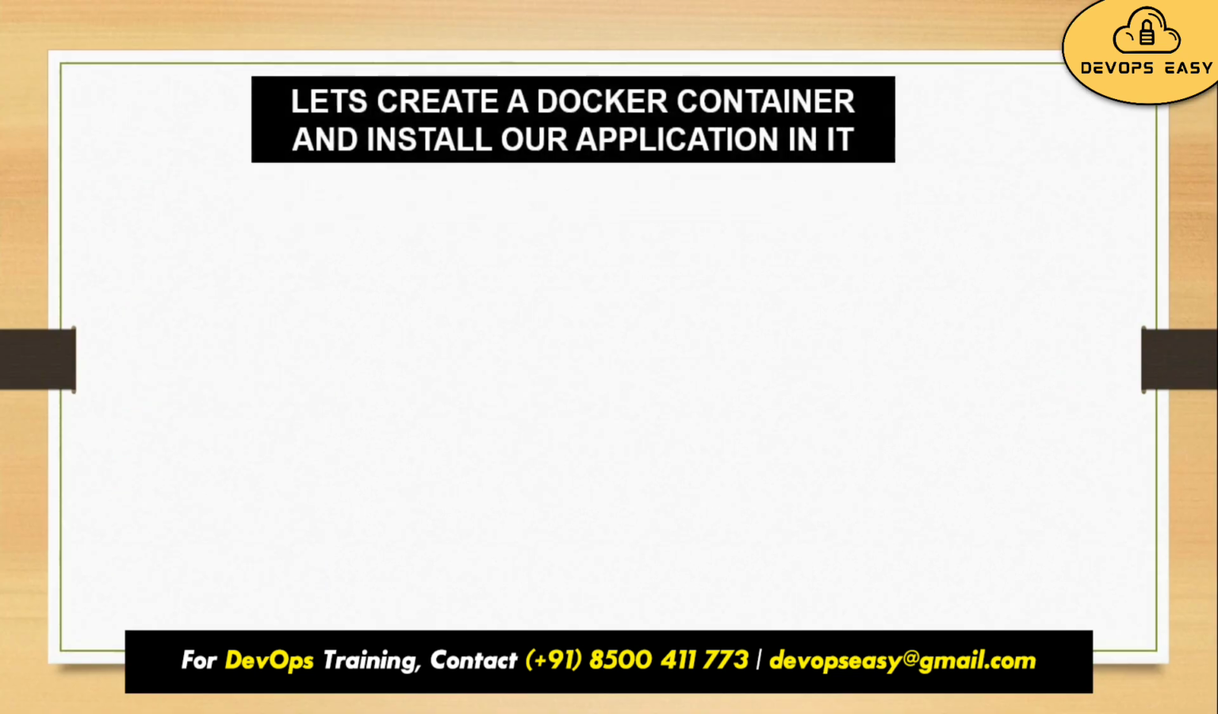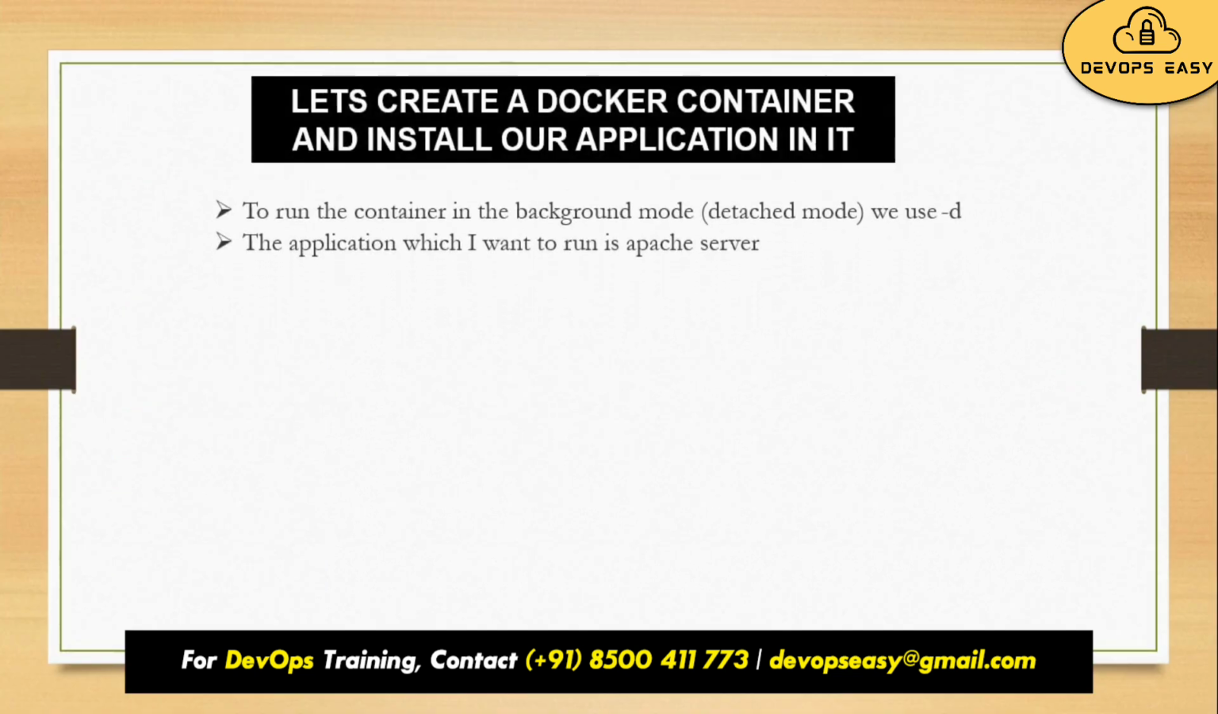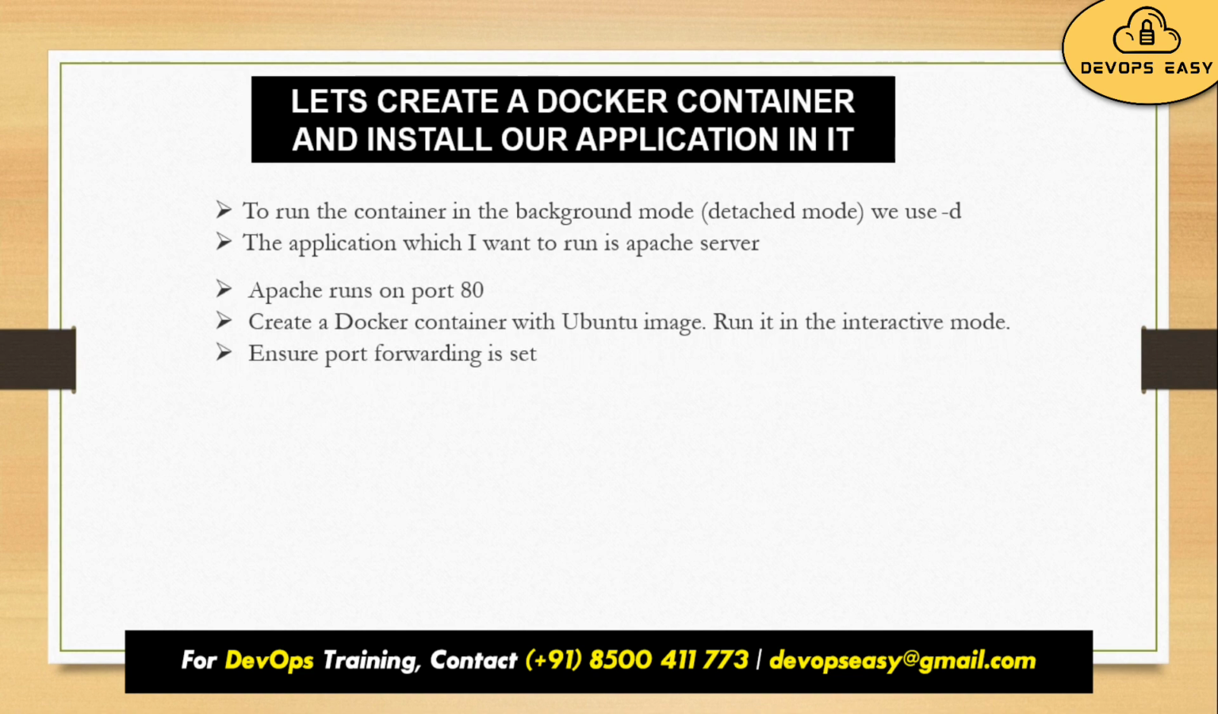So let's create a Docker container and install our application in it. If you want to run the container in the background, you need to use -d, detached mode. What is this? Everything will be discussed. The application which I want to run is Apache server. Apache is just a software. If you don't know about it, ignore. I want to run some basic software inside a container. That's it.